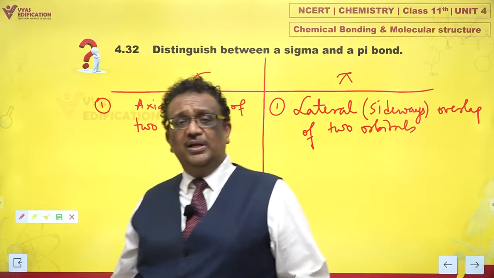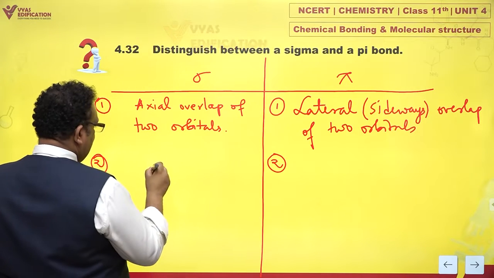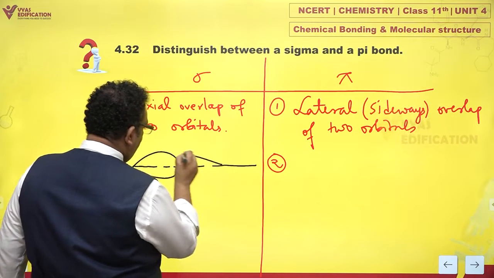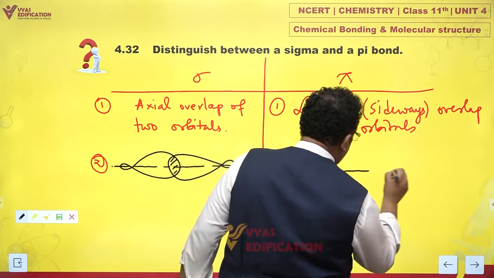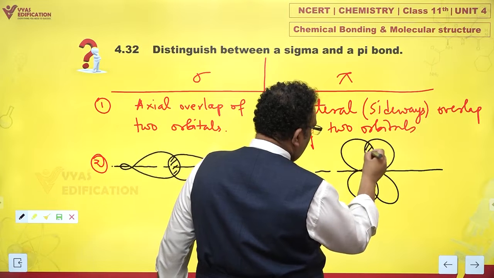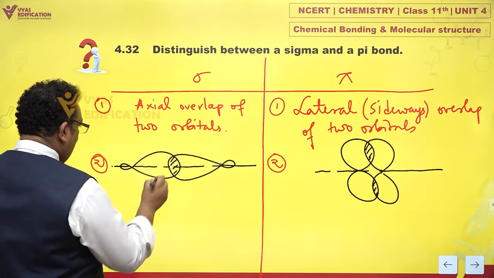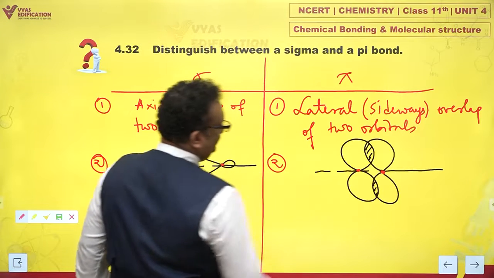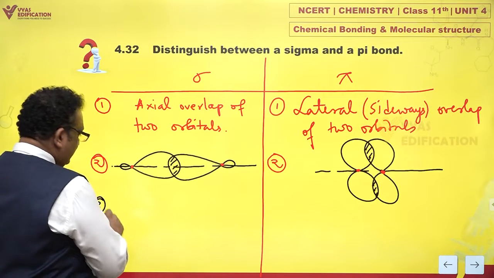As a second point, you can just draw the diagram and show them. How exactly? See. If this is the line, if this is the axis, this is axial overlap. And if this is the axis, this is the sideways or the lateral overlap. Can you see that? And let me point out, there are nuclei also. The red dots are the nuclei. Done? Done.